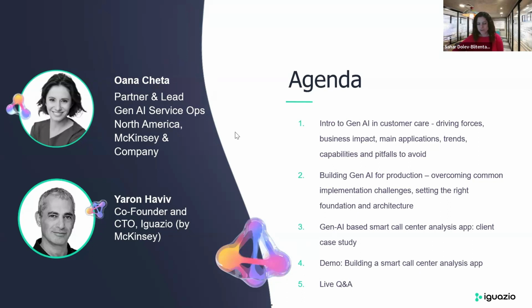We also have our very own Yaron Haviv here with us today. Yaron is the co-founder and CTO of Iguazio, which was acquired by McKinsey last year. He's going to be talking with us about building Gen AI for production, overcoming some common implementation challenges, setting the right foundation and the right architecture to really help you scale and succeed with your Gen AI initiatives. He's also going to share a Gen AI-based smart call center analysis app case study of a client, a bank, that implemented this in their business environment, and also showing us a live demo on how to build this kind of call center analysis app.